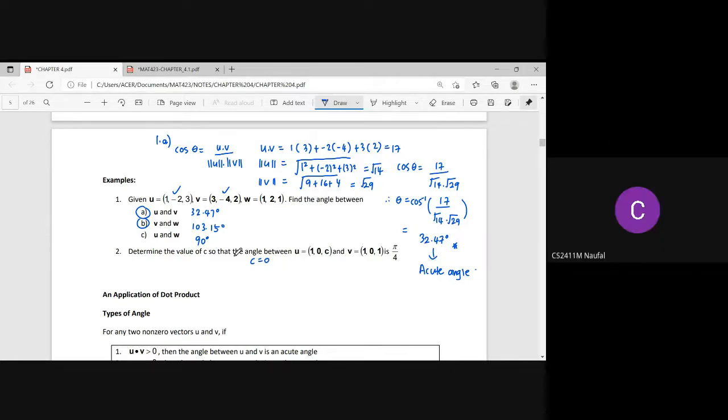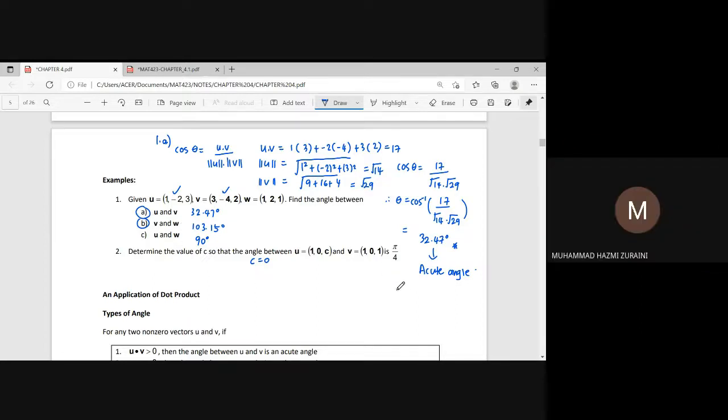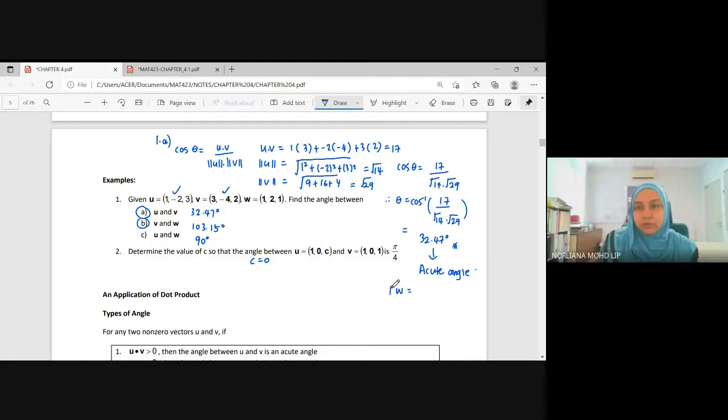Set 29. V tadi dah kira. Okay, magnitude W. Set 6. So 1 plus 4 plus 1, square root 6. Okay, then masukkanlah dalam formula dia kan.